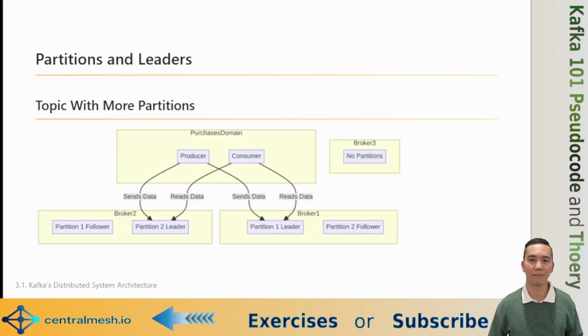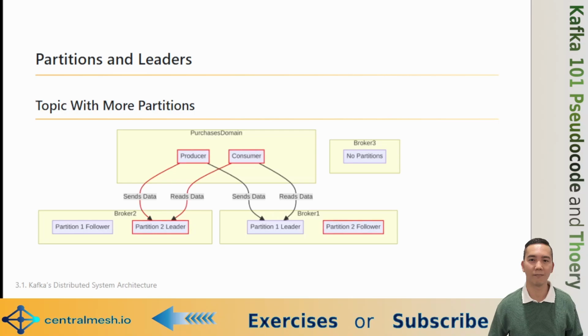Now let's explore Kafka topics with multiple partitions using the same example. I assume only two partitions for the purchases topic for simplicity. The same concept applies with any number of partitions. Now the purchases topic is managed across the two brokers, broker 1 and broker 2. The topic is divided into two partitions, and for each partition, there's one leader broker and several followers for redundancy.